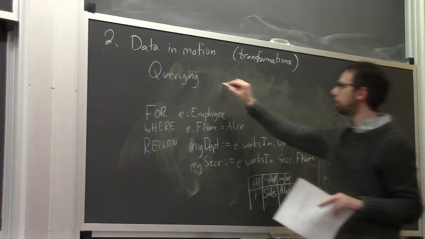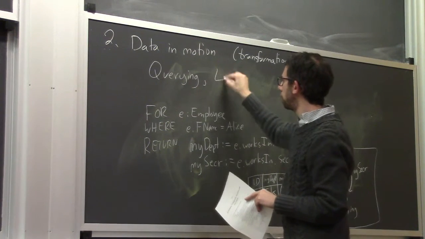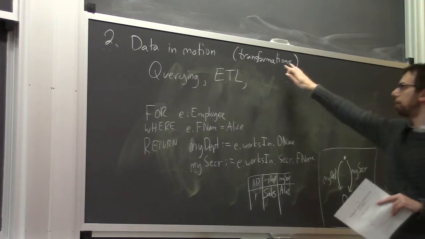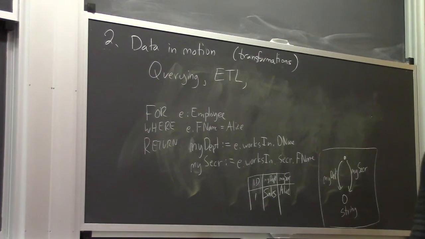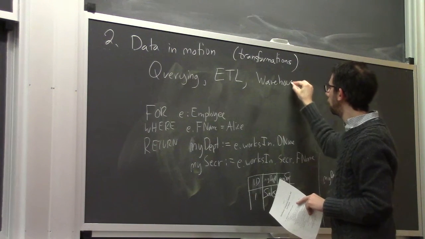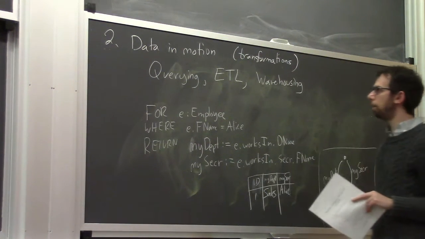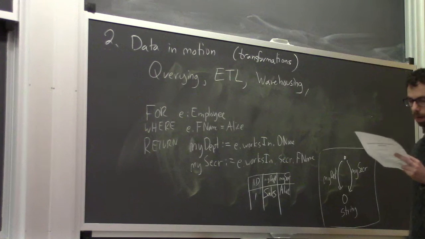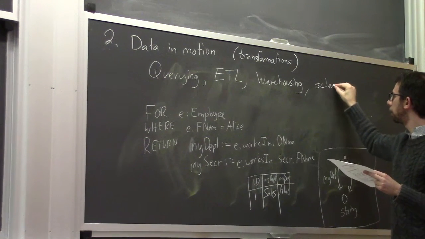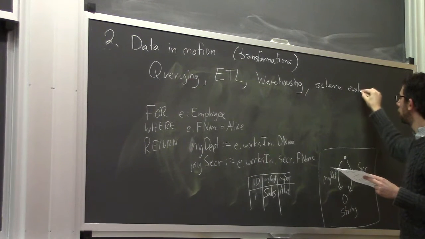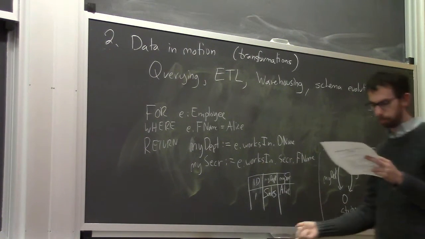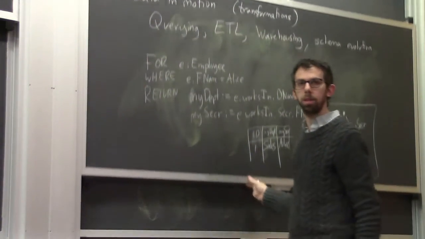So there's something called querying, which people know best, but there's also something called ETL processes, which means extract, then transform, and then load into a new database. There is something called warehousing. So these are all what are called structured data transformations. Warehousing, converting, schema evolution. You want to move data. Okay. Any questions?